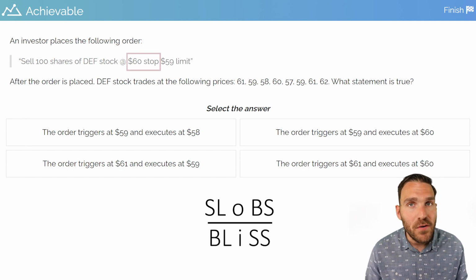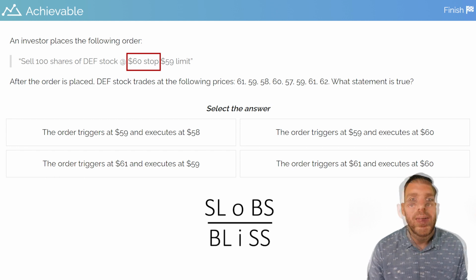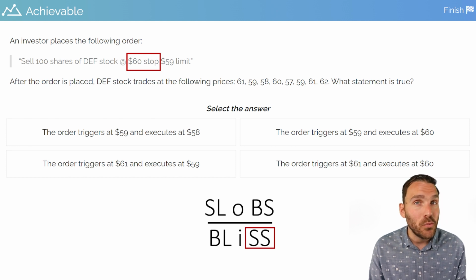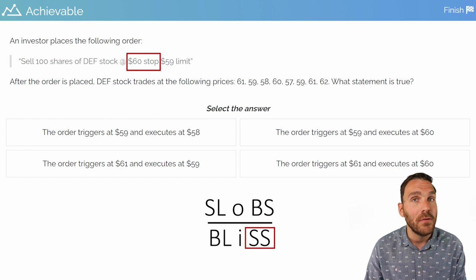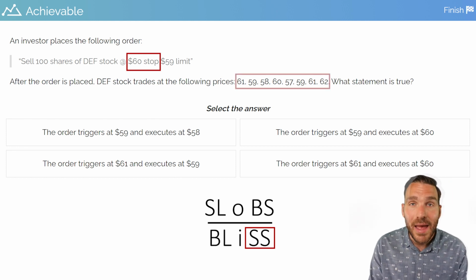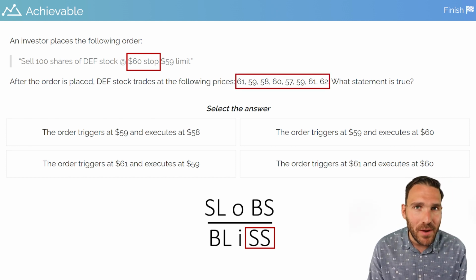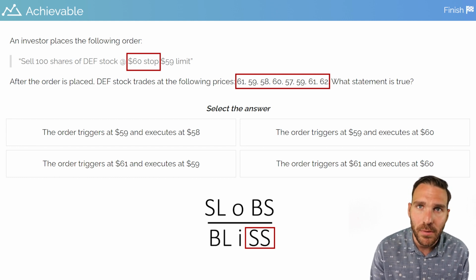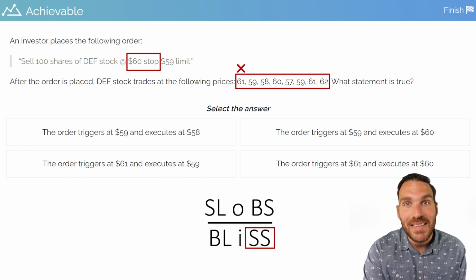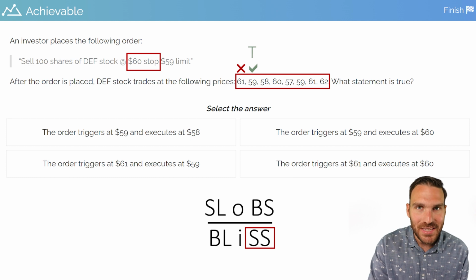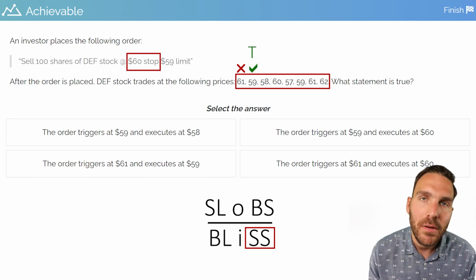The first thing we're going to focus on is the sell stop portion. So we have a sell stop at 60. SS, which stands for sell stop, is below the line. So that tells us we need to see the price of 60 or below for this order to trigger. So with that being said, we'll go back to the prices it traded at. We'll read the prices they give us from left to right. And the first thing we're looking for is where's the first price where we see 60 or below. 61 is not 60 or below, but the next price, 59, is 60 or below. That is where the order will initially trigger.